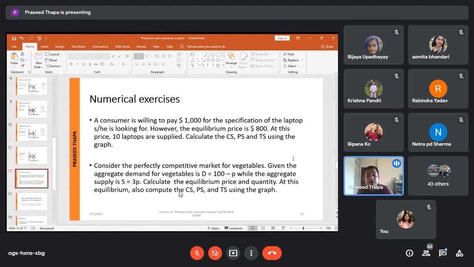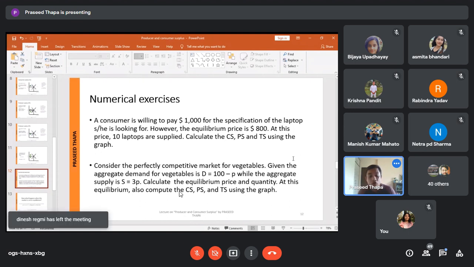Equilibrium price, when the market is in equilibrium, then your demand and supply are equal. We know that. So it means that the equations for D and S will be equal. So D is equal to S, and 100 minus P is equal to 3P, and 4P is equal to 100. So P is equal to 100 divided by 4, which is 25. So the equilibrium price of that market is 25 rupees.